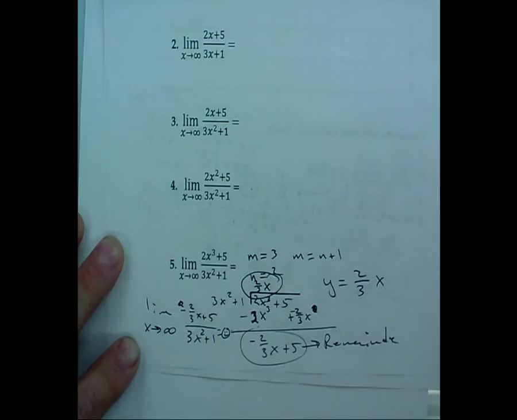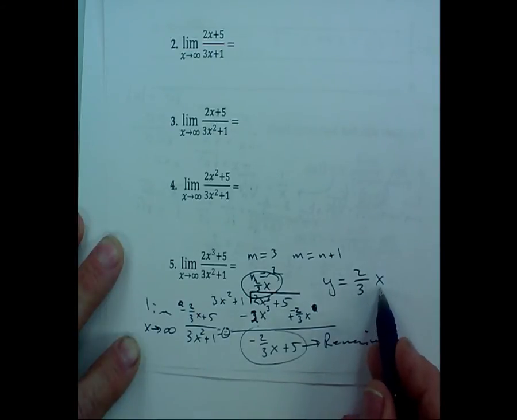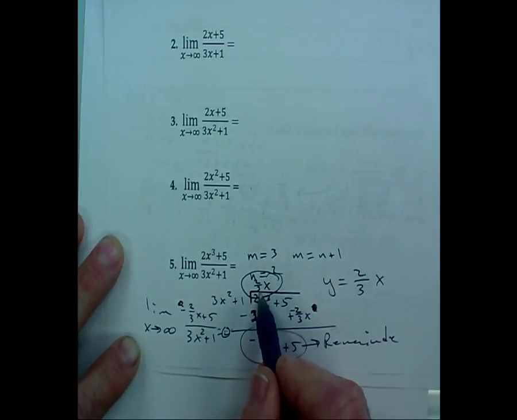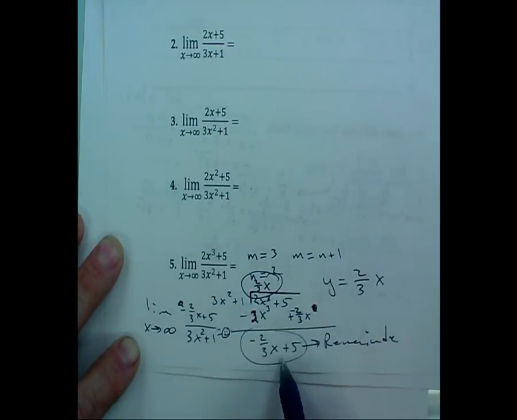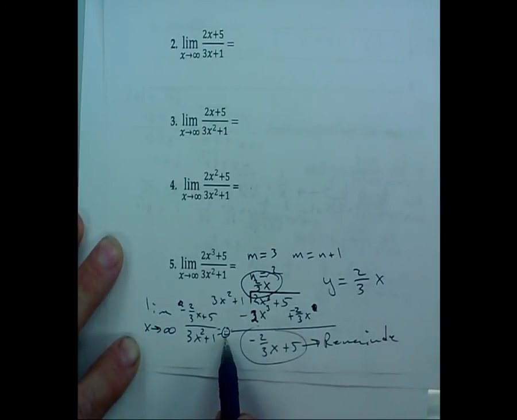Ty, you got a question? No. You sure? I'm just a little confused. A little confused at what spot? Then I need to fix it. So you got negative 2/3 x plus 5, and that's a remainder, but for your equation, is it just y equals 2/3 x? Because that's what I have up here as a quotient. And then what happened to the remainder? It disappears, it becomes 0 when I take the limit.